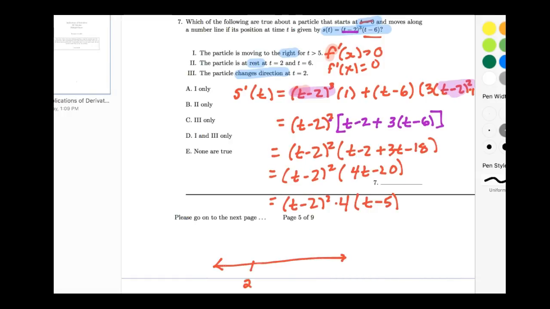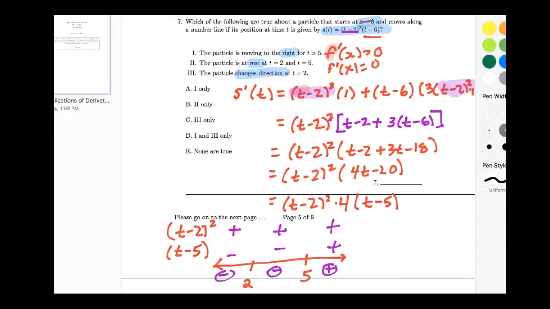So, sign analysis time. You've got 2, we've got 5, and you've got t minus 2 squared and you've got t minus 5. Now when anything's greater than 2, it doesn't matter what's in here. The combination is always going to be positive. If you did these separately, like a t minus 2, t minus 2, be careful, but I just put them together. This is all positive. It doesn't matter what number you put in here. It has to be greater than 5 to be positive, so these are negatives. So the derivative here is positive, negative, negative. So the particle's moving right for t greater than or equal to 5.